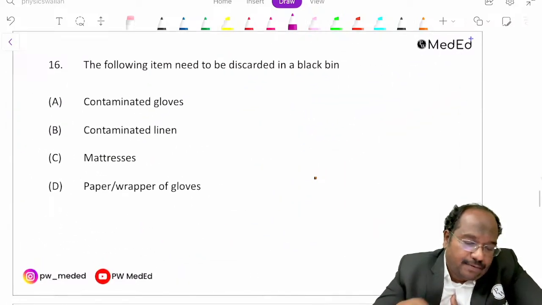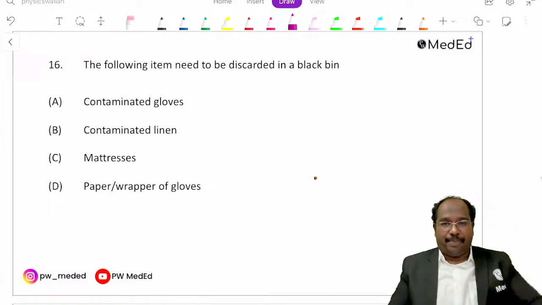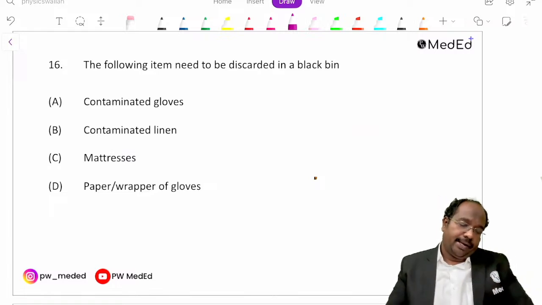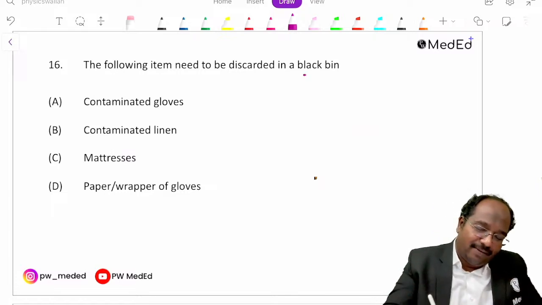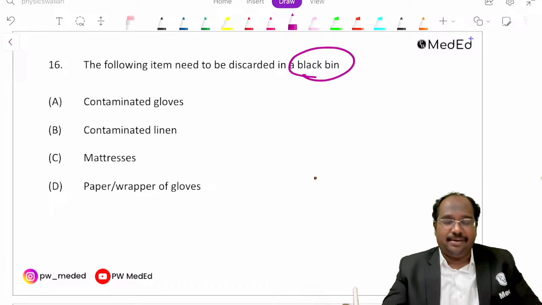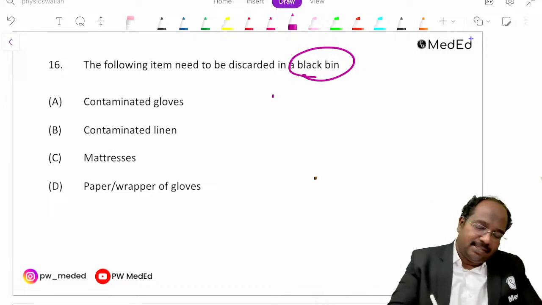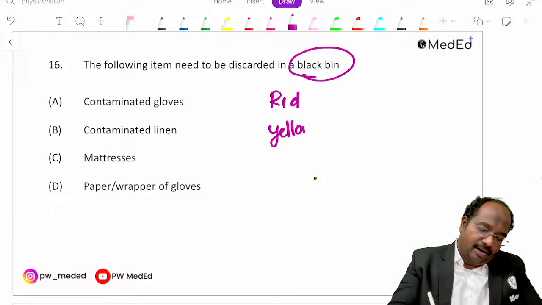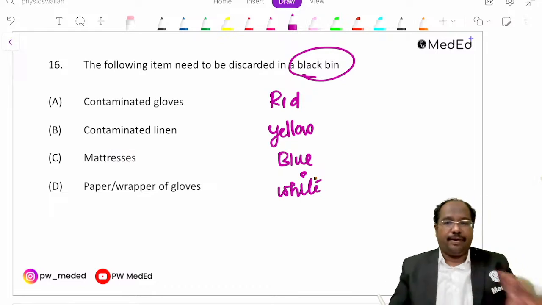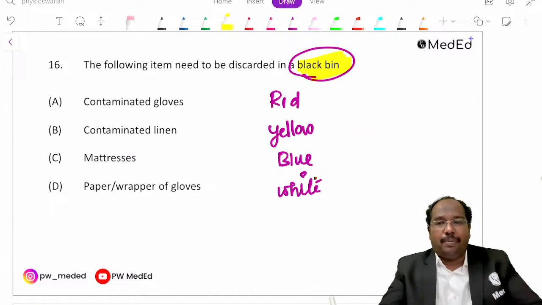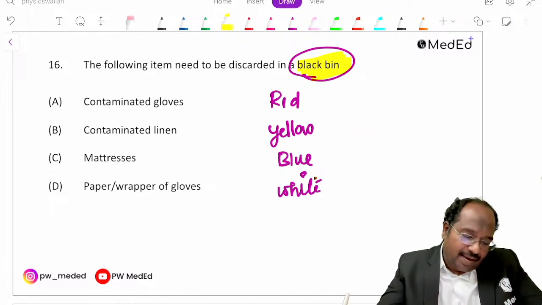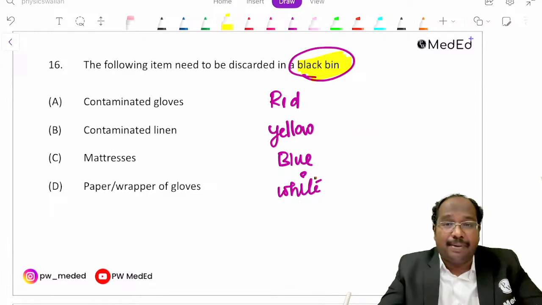Next question, guys. The following item needed to be discarded in a black bin. Black bin is what? We are discussing biomedical waste. Is it a biomedical waste bin? The color bins we have are red, yellow, blue and white. But the question is black bin. So black bin probably is general waste.